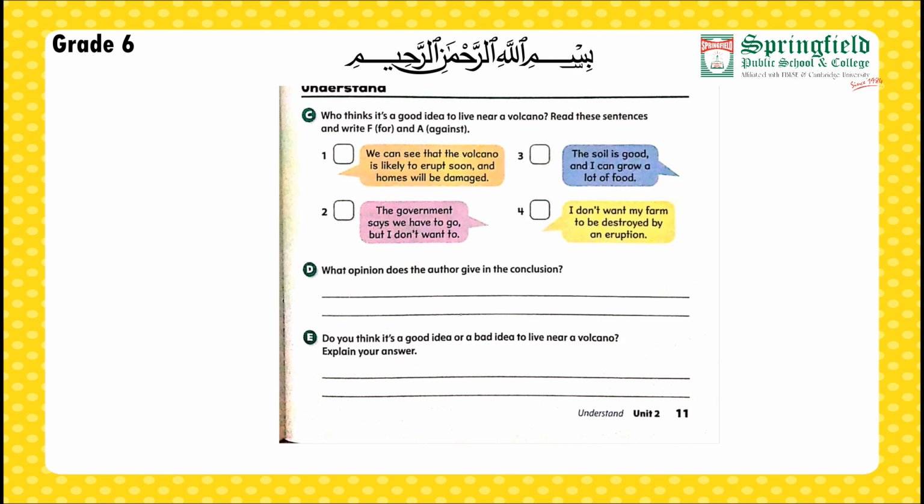Now let's move towards exercise E. Do you think it's a good idea or a bad idea to live near a volcano? Explain your answer. So here you have to write down your opinion. If you think it's a good idea to live near a volcano, if you think yes, it is good to live near a volcano, then give your reasons why you think so. And if you think that it is a bad idea, then also give your reasons why it is so.